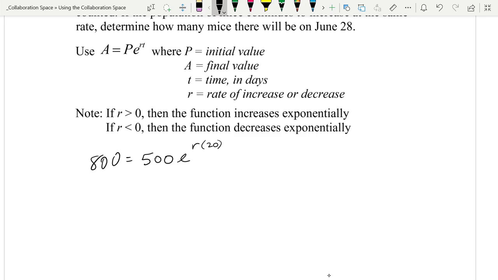So maybe I'll write in words. First, I have to find r in order to solve the question. This is a two-part question. All right, I'm going to divide both sides of the equation by 500, which makes that 8/5.